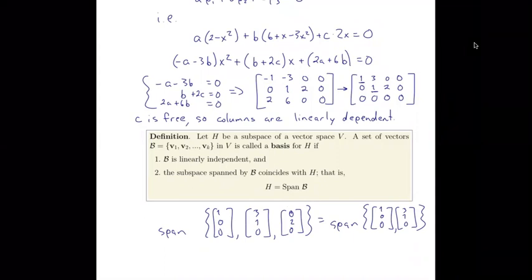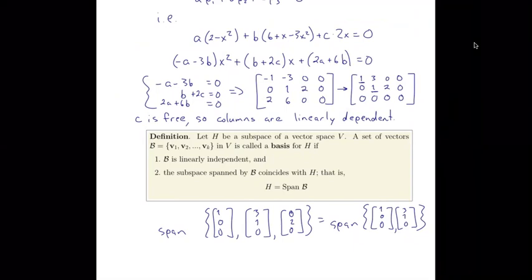So then the question is this: if both of these sets, this span and this linear span, are each the same subspace, because they're equal to each other, well, how do we know when to stop? And this is exactly what the basis tells us, the definition of a basis.